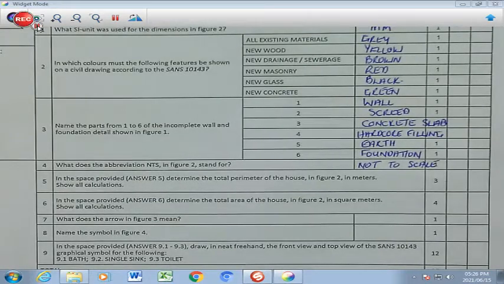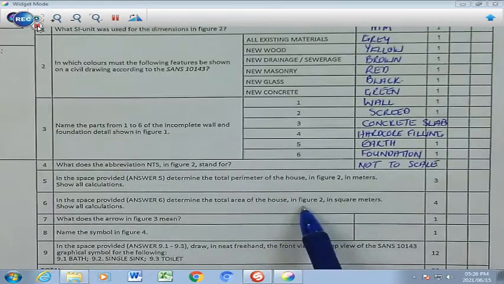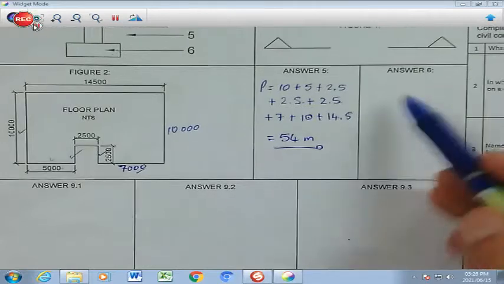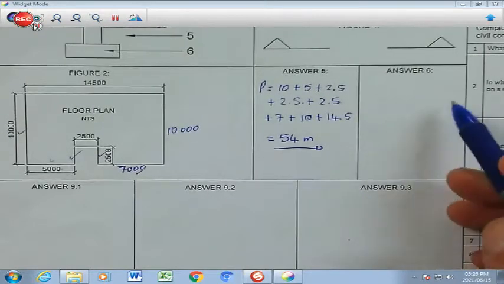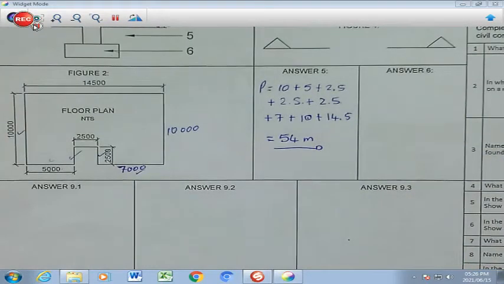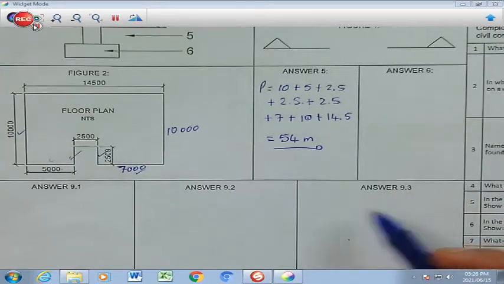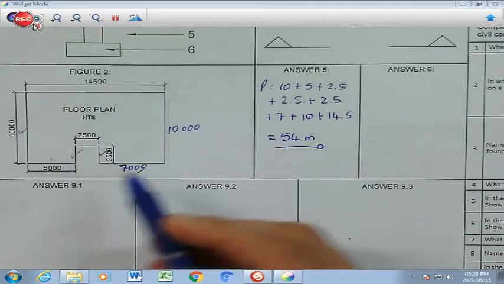Question 6. In the space provided in answer block 6, determine the total area of the house in figure 2 in square meters. You need to show all calculations. So here we are going to work out the area of this floor plan.